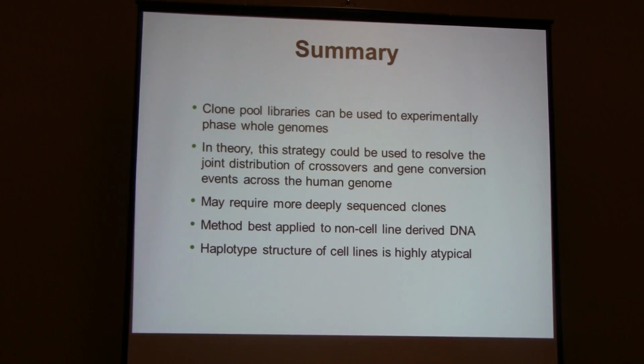So in summary, these clone pool libraries can be used to experimentally phase whole genomes. And in theory, this should be a strategy that will allow us to resolve the distribution of gene conversion events and crossovers simultaneously in single meioses. To do this, though, I think we're going to need to sequence clones to a greater depth than what we've already done. And I think we're going to need to apply this method to DNA that's not derived from cell line-based material, as what I've found so far, and what is emerging as a common theme of my postdoc, is that the haplotype structure of cell lines is really atypical.